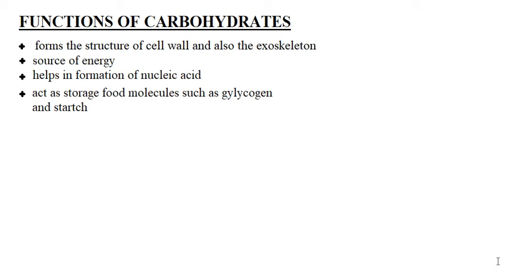Now it comes to the fourth point, which is written: it acts as a storage food molecule such as glycogen and starch. Glycogen is present in animals and it is also called animal starch. Starch is present in plants, and whenever there is excess carbohydrate, means the plant needs 50% carbohydrate but there is 60%, so 10% will be stored in the form of starch.